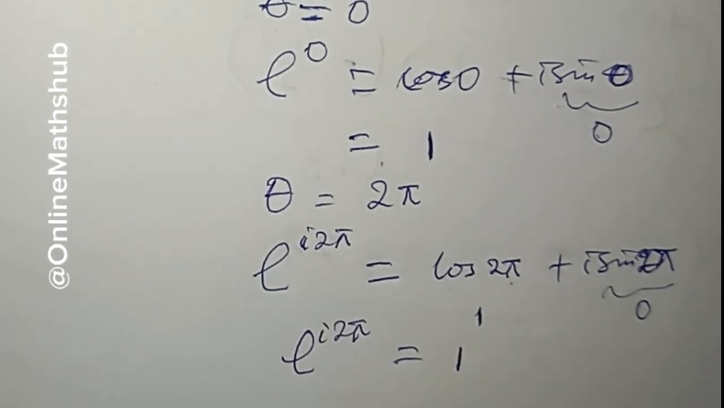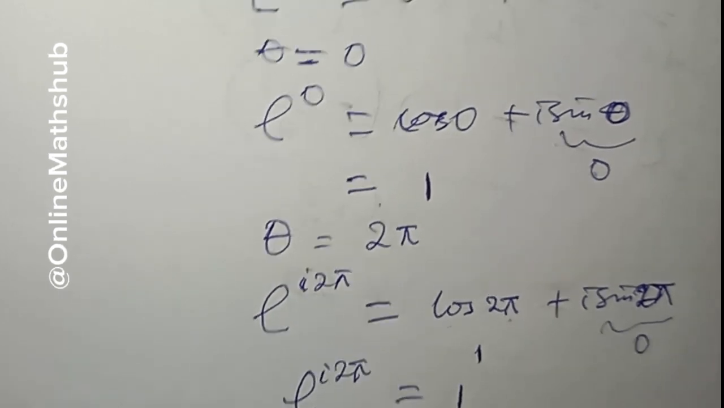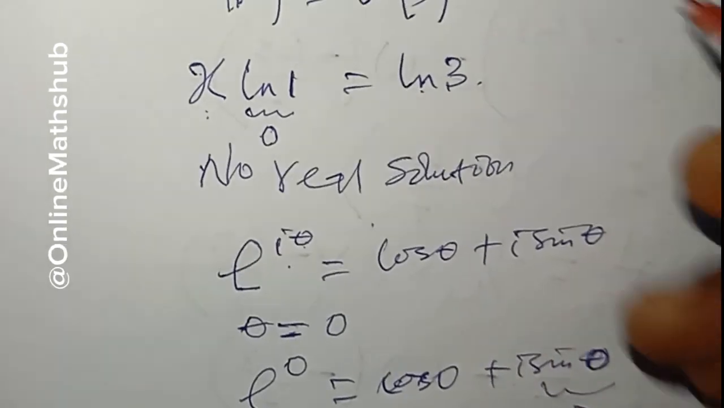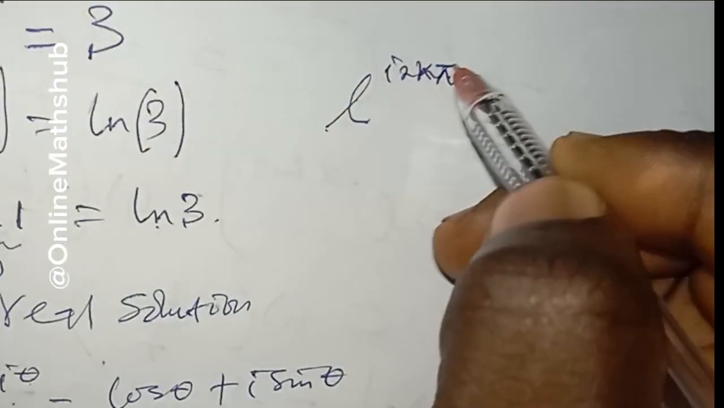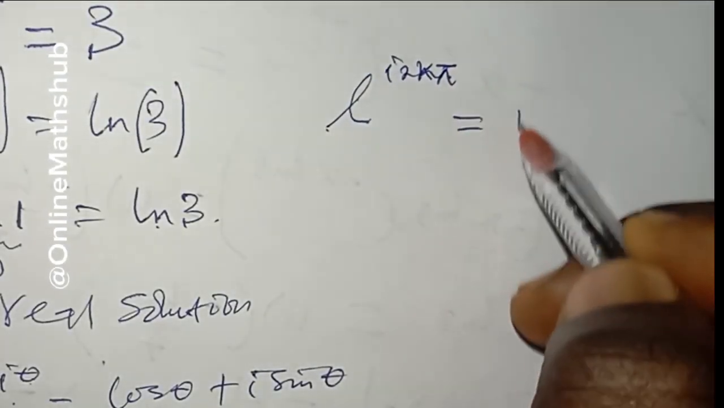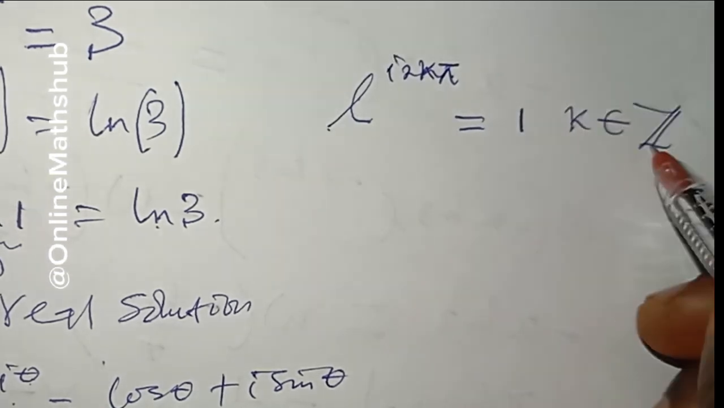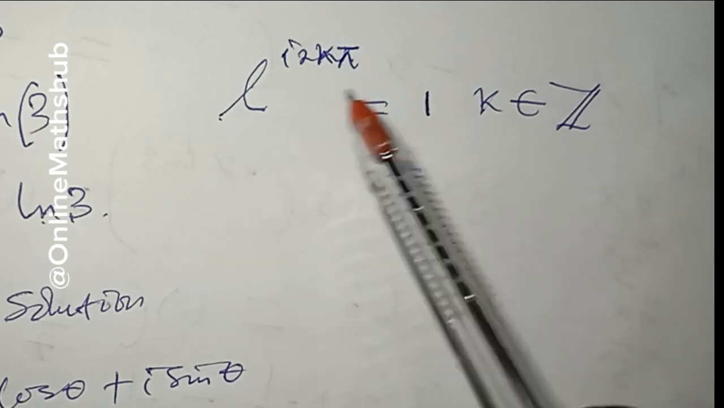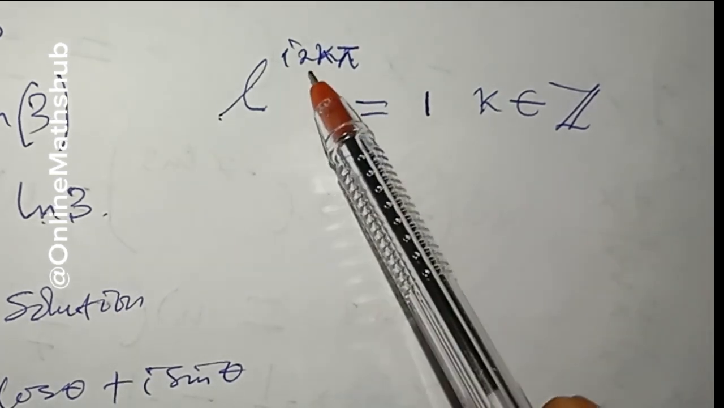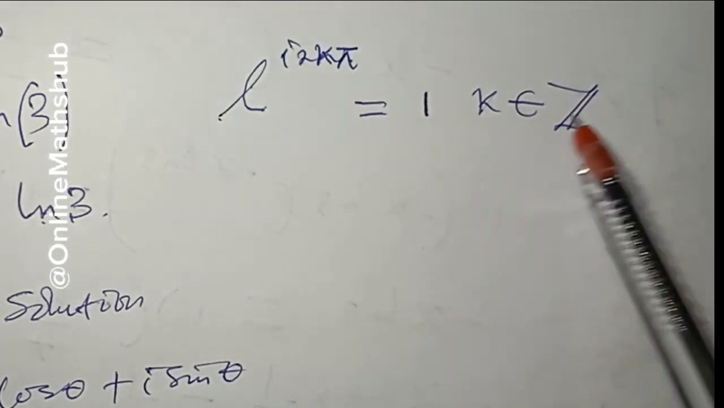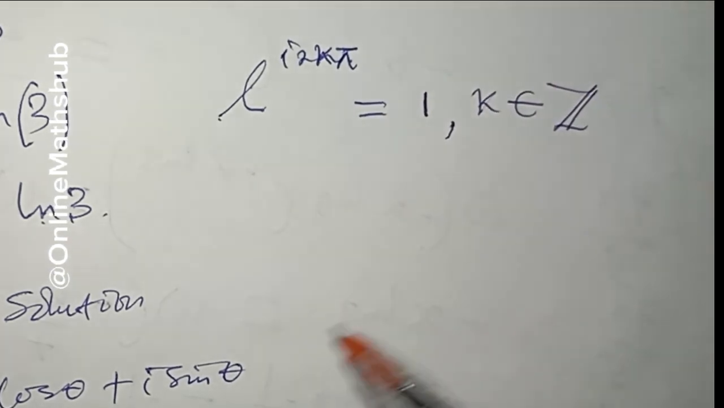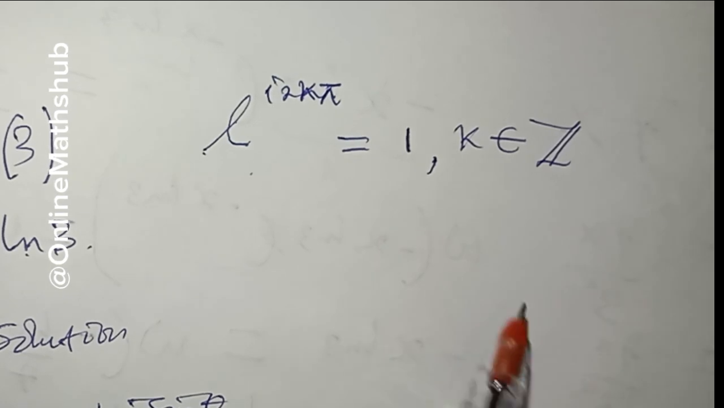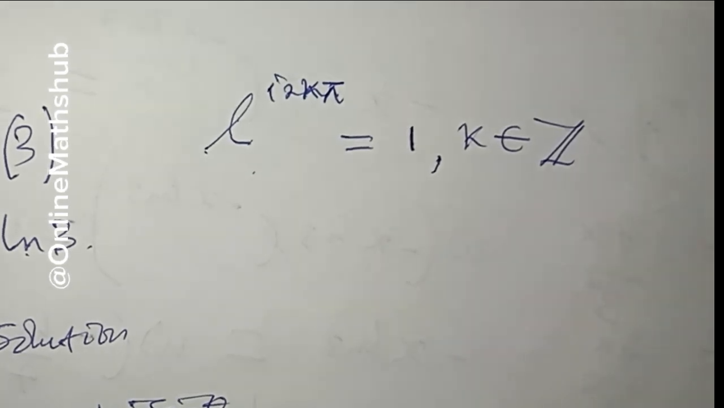You can continue to pick all of these values, but you will notice that exponential i 2k pi will always give you 1, for all integer values of k. This is pretty cool. If our theta changes to 2k pi, where k is an element of the integers, this polar exponential equation will always give you 1.